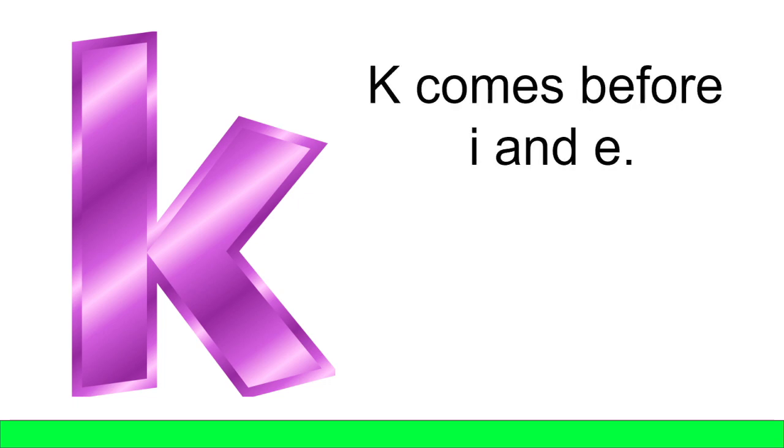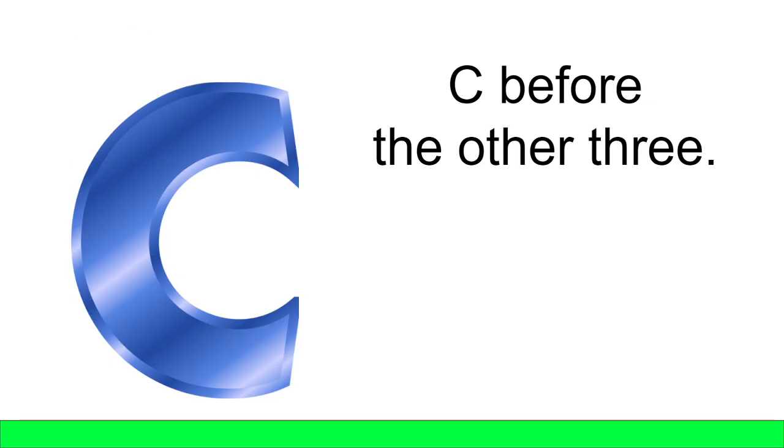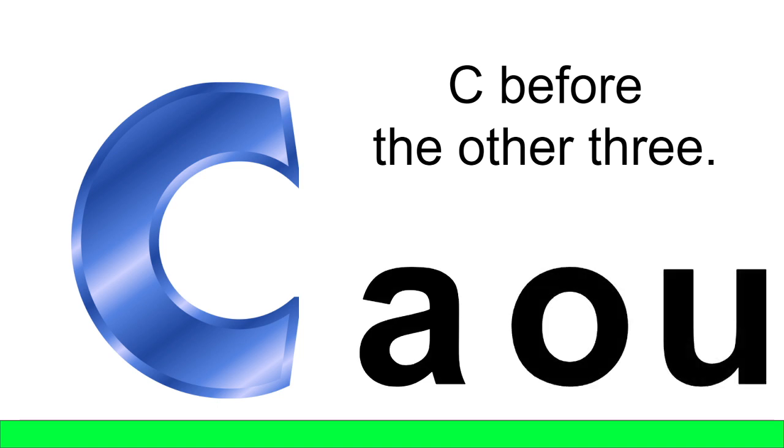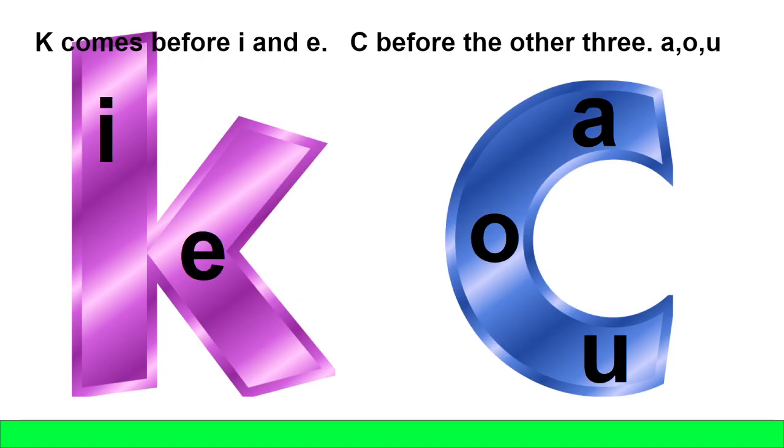Today we learned a little poem to help us remember if we should use a K or a C. And it goes like this. K comes before I and E. C before the other three. Oh, class, I hope that you can remember that K comes before I and E and C before the other three, A, O, or U.